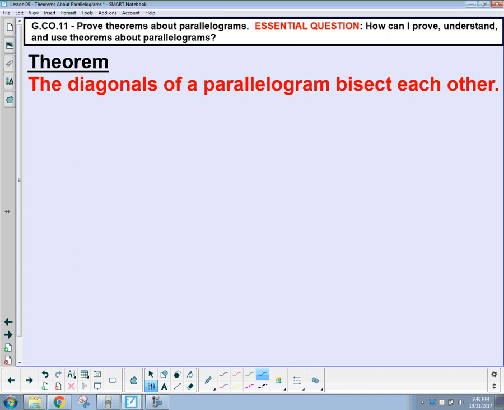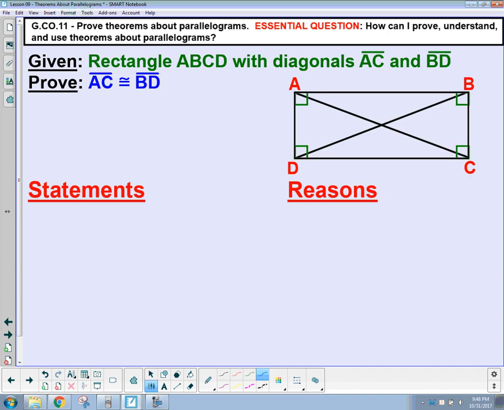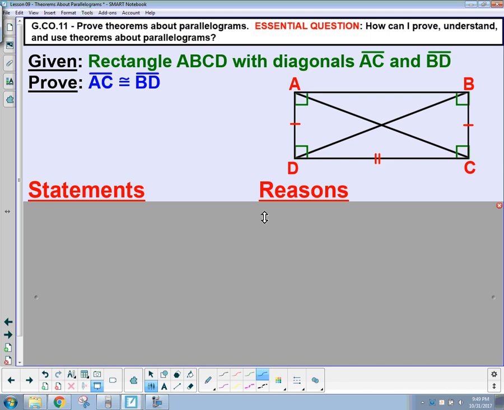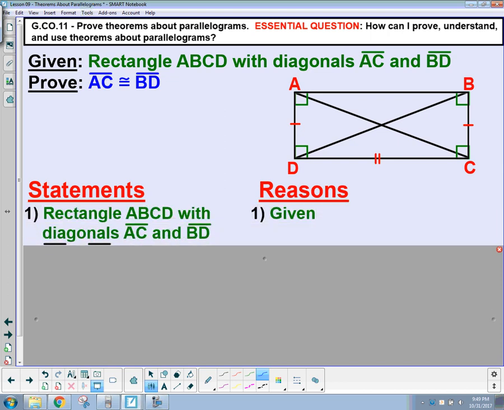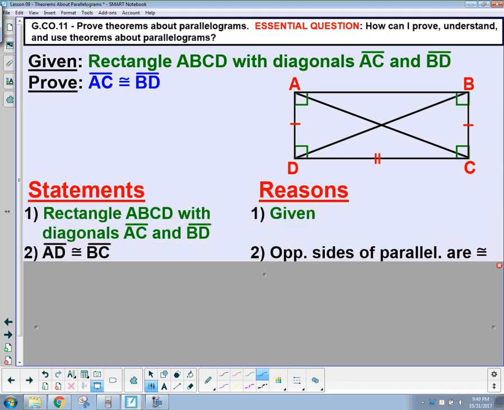Rectangle ABCD with diagonals AC and BD, let's prove that AC is congruent to BD. Essentially, we're proving that in rectangles, the diagonals are congruent. So, starting off, again, what's given? AD is congruent to BC because opposite sides of parallelograms are congruent. DC is congruent to DC because of the reflexive property.